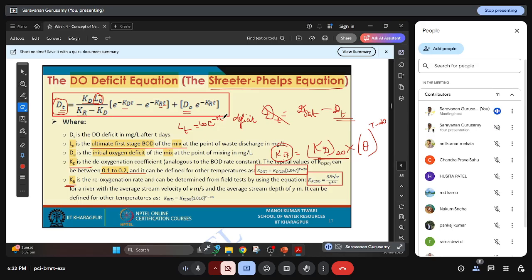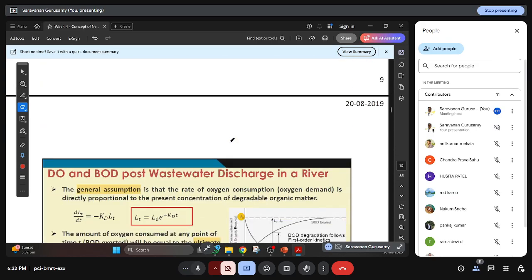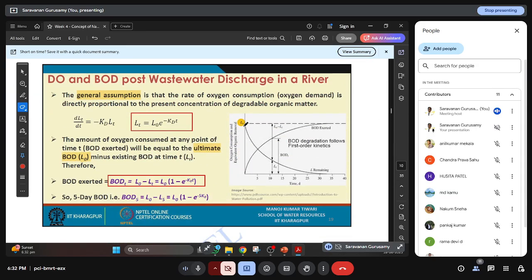So that formula also we have understood in the last class. If we have all these parameters, we can find the DO deficit with the Streeter-Phelps equation. As with DO, BOD is also decreasing, because all the organic matter is getting consumed. So if there is less organic matter, there is less BOD.